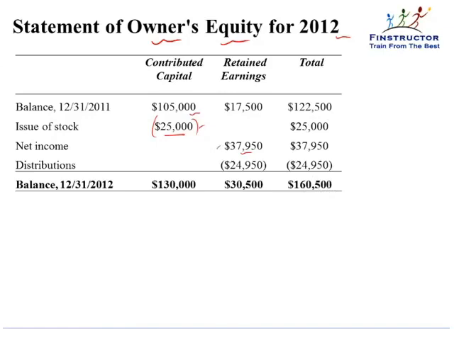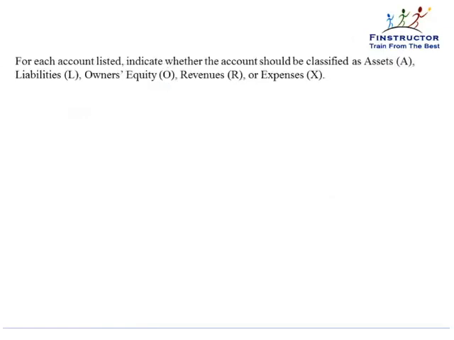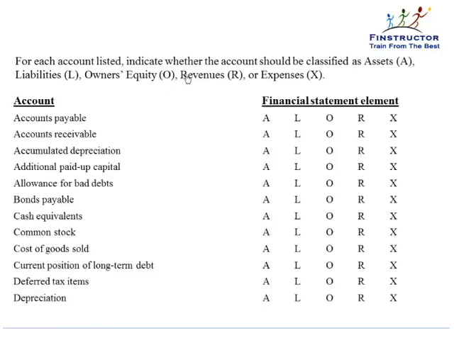So please pause the video in a while and indicate whether each of the accounts shown, and so on and so forth, should be classified as an asset, a liability, owner's equity, revenue, or expense. So please pause the video here and attempt the question. Just denote the numbers and write whether it is A, L, O, R, or X.